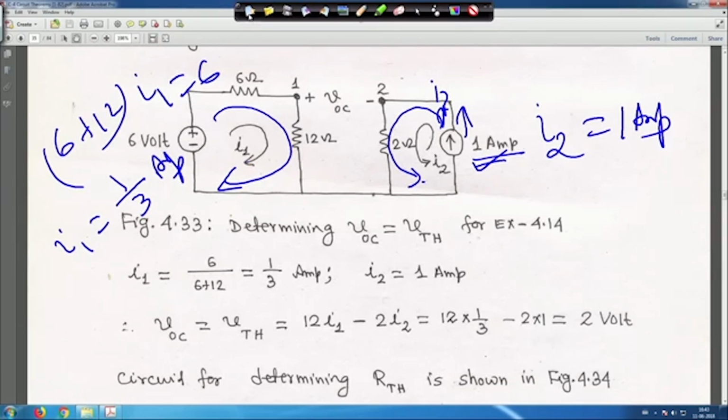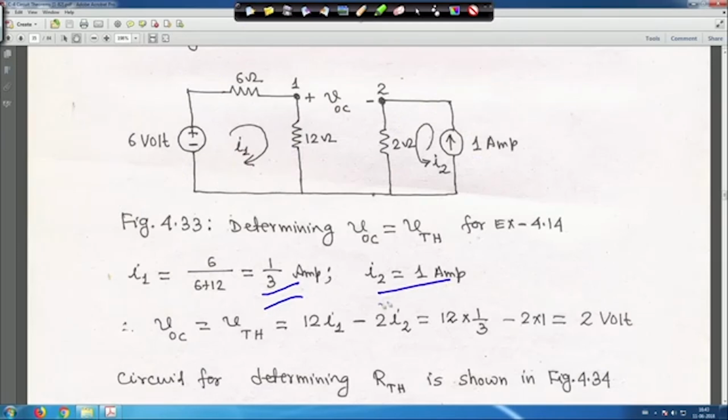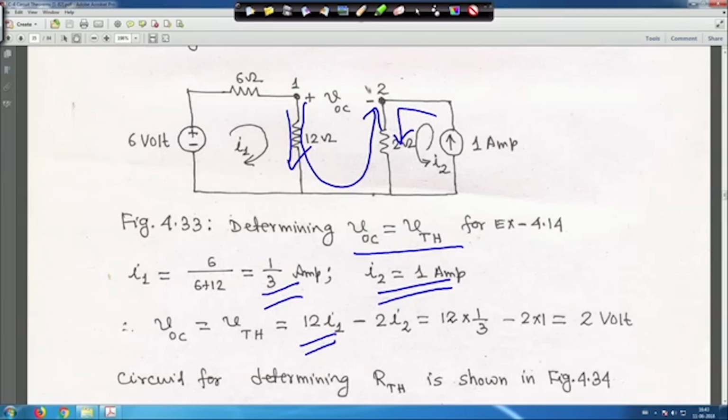Now let me clear it. So, this is your I1 and this is your I2, whatever I have explained, and this is your VOC, equal to V Thevenin, right. Now, to get that VOC, suppose I want to apply KVL in the anti-clockwise direction. So, it will be 12 I1, because I1 is flowing like this, then minus 2 I2, because I2 is moving like this, but we are moving anti-clockwise. So, it is minus 2 I2, right.